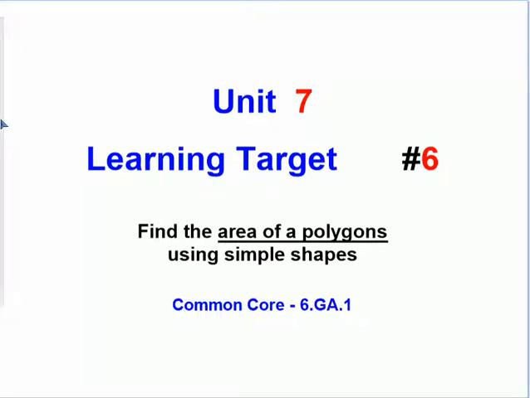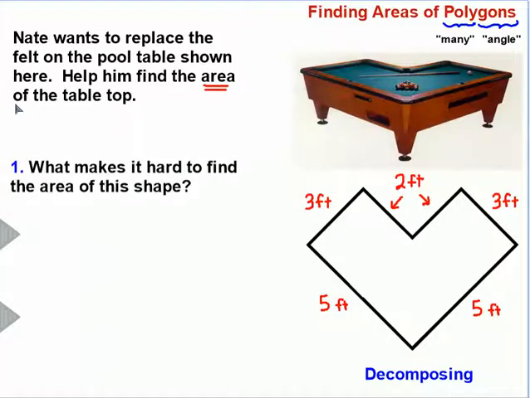Unit 7, Learning Target number 6. Find the area of polygons using simple shapes. Okay, now our job is to find the area of polygons. Now a polygon, if you think about it, is anything that has many angles. That's what polygon means, many angles.